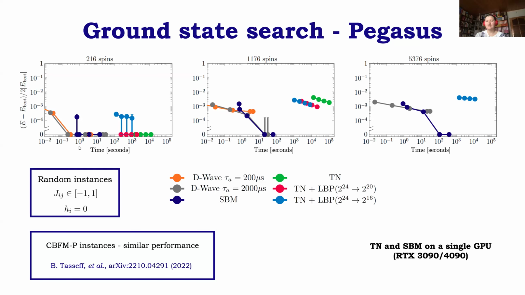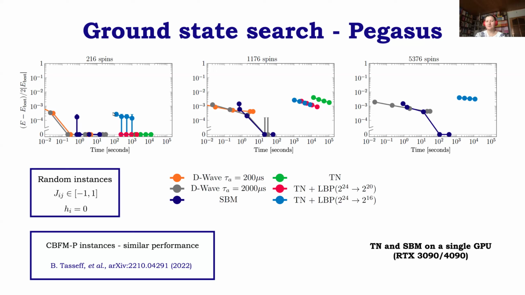And the horizontal axis measures the time of each algorithm, where each point indicates the best solution at the end of the independent algorithm execution with some set termination criterion. And the vertical axis measures the solution quality as a relative energy difference above the best known solution.